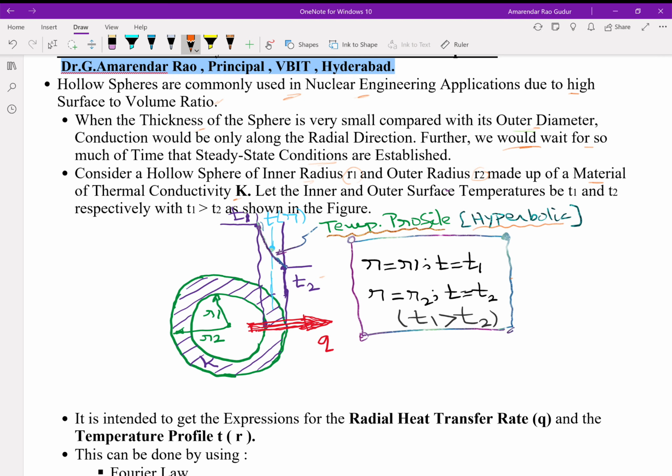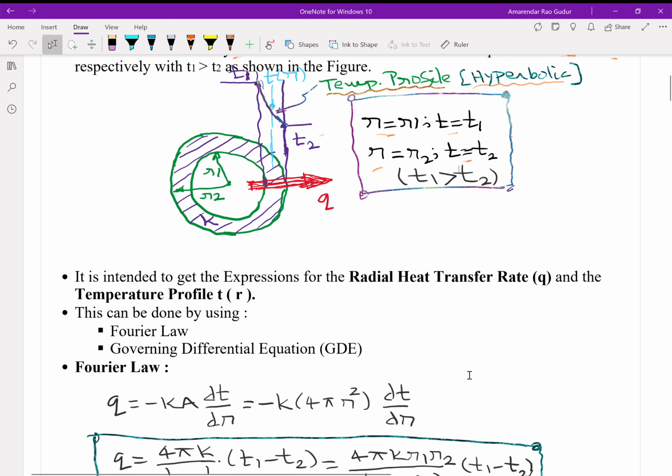In order to prompt heat transfer along the R direction, we assume that on the inner surface the temperature is T1 and on the outer surface the temperature is T2. Mathematically speaking, at R is equal to R1, we have T is equal to T1. At R is equal to R2, we have T is equal to T2. Now it is intended to get expressions for the radial heat transfer rate Q and the temperature profile T(r).